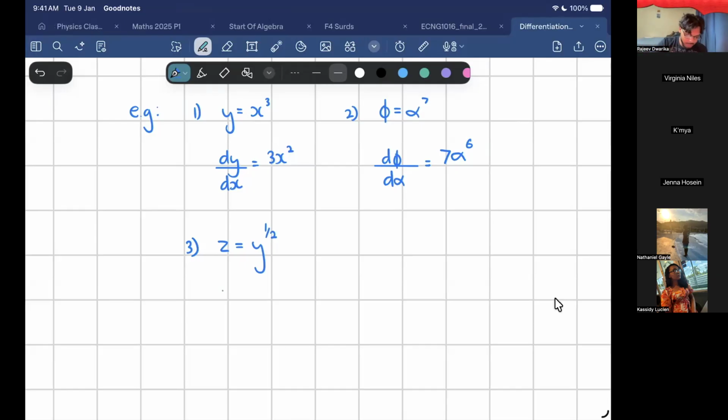So Nathaniel, tell me what the symbol would look like. Okay, it would be dz over dy, and then it's a half y to the power of negative a half. Yes. Ladies, could any of you tell me why it changed to the power negative a half? Because a half minus 1 is negative a half.